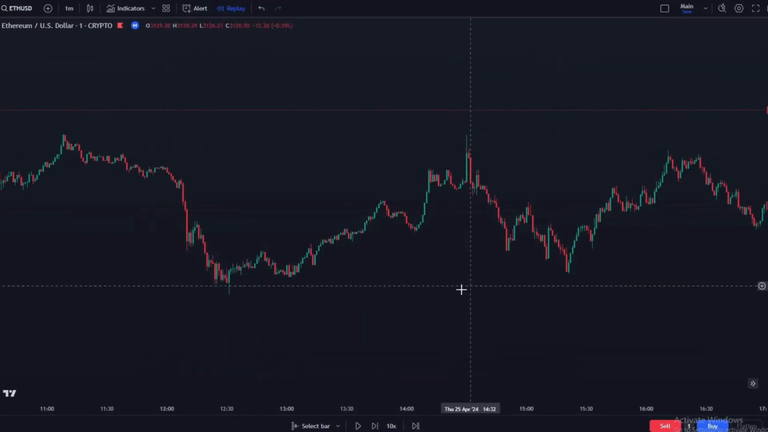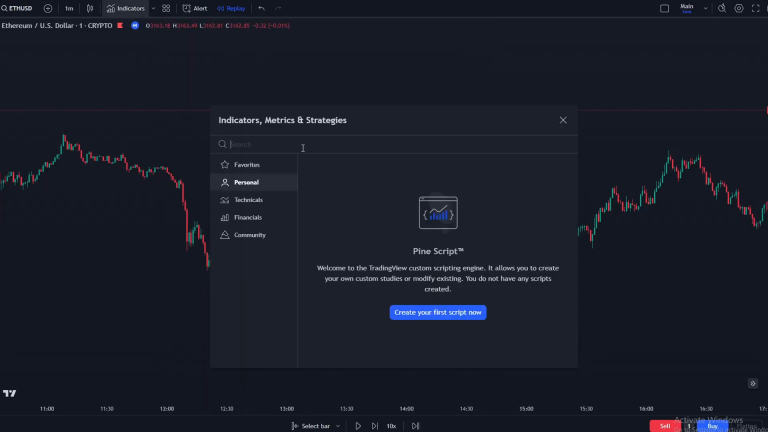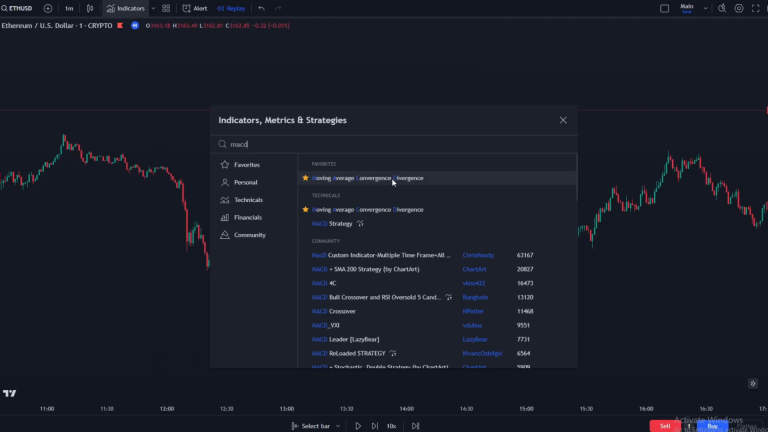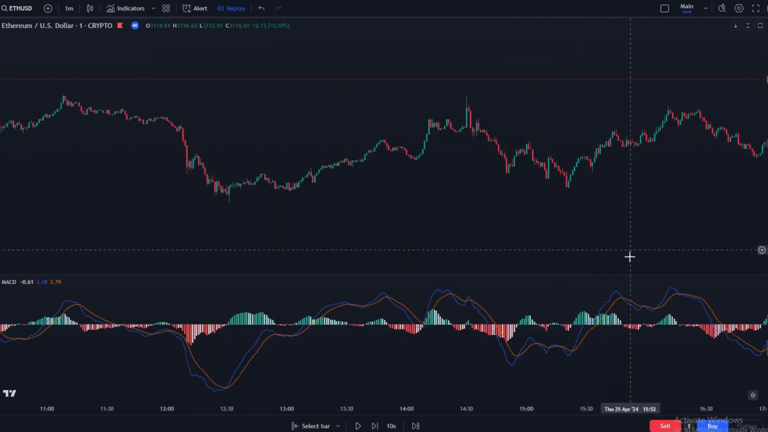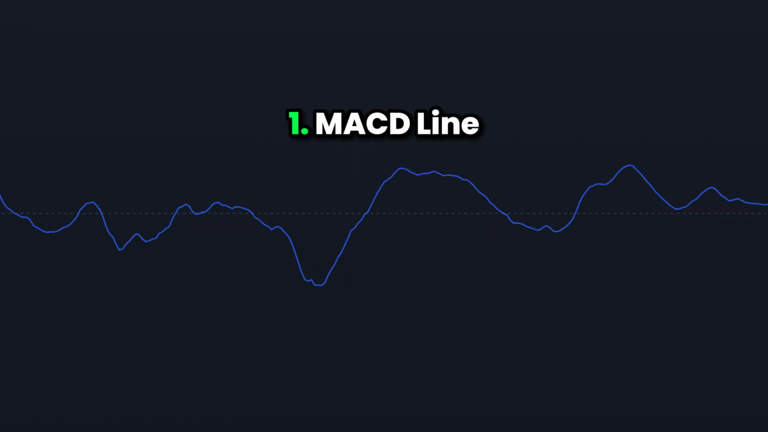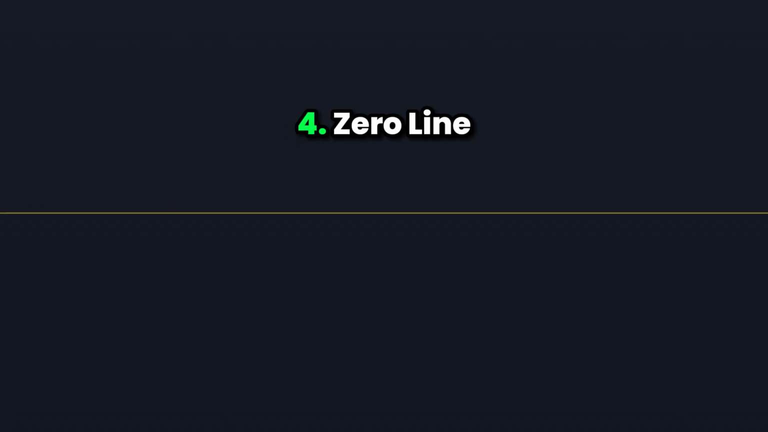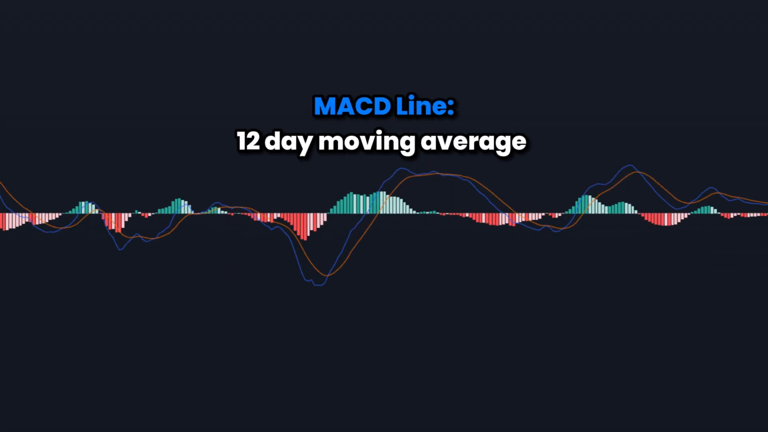Firstly, let's add the MACD indicator to our chart and explain how the MACD actually works. To add it, simply go to the Indicators tab on TradingView and type in MACD and click the one at the top. So, before we start, we need to know how the MACD actually works. The MACD is made up of four different components: the MACD line, the signal line, the histogram, and the zero line. The MACD line, which is the blue line, represents a 12-day moving average. The signal line, which is the orange line, is usually a 26-day moving average.